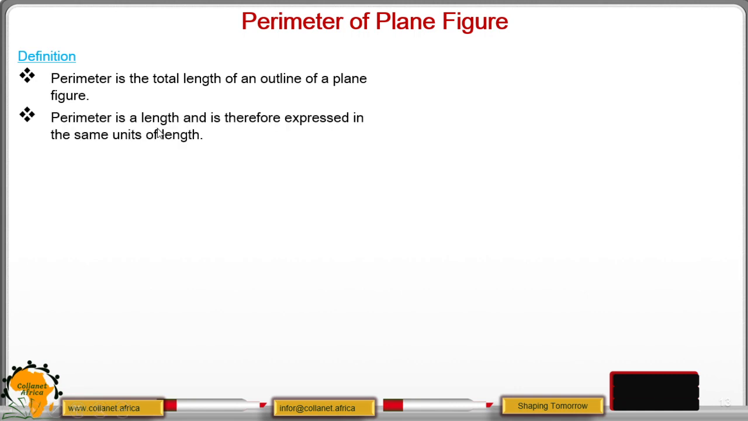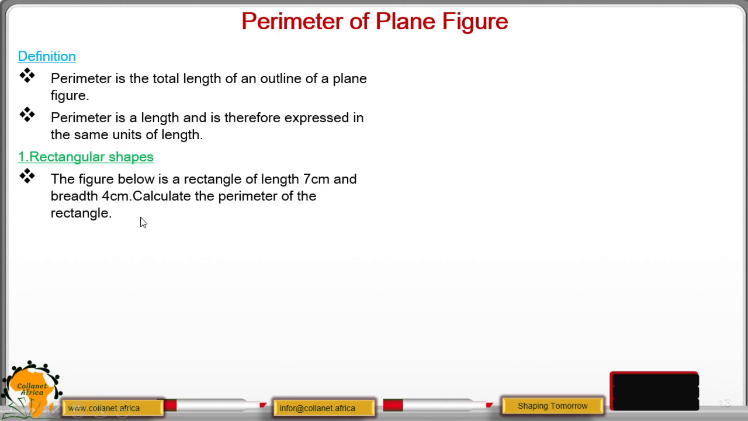So perimeter is a length, and therefore it is expressed in the same units of length. So it implies that if you're talking of units, you express it either in meters, kilometers, centimeters, the units that we use when we are expressing length. So we start with a rectangular shape.